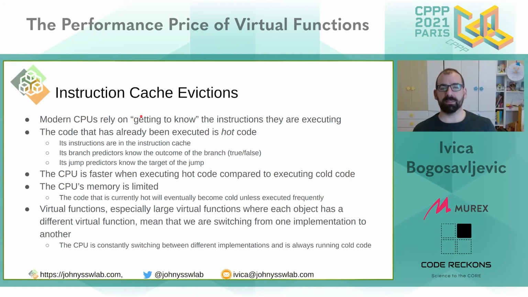So what does that mean? If the CPU has recently executed some code, it is hot code. So what does it mean that some code is hot? If the code is hot, that means its instructions are in the instruction cache. Instruction cache is very similar to data cache. It is used to speed up access to instructions. So its branch predictors know the outcome of the branch.